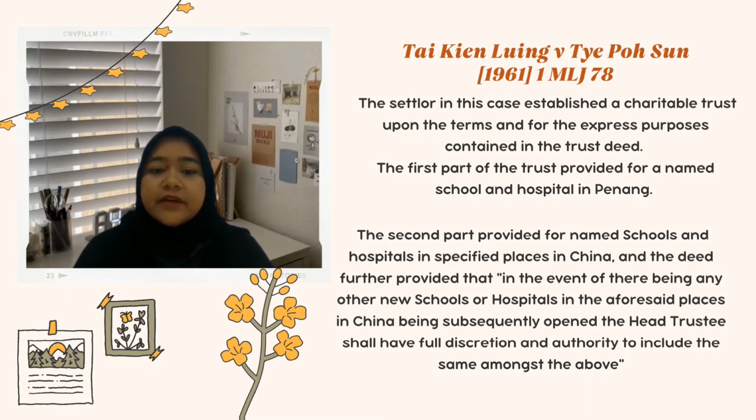In this case, the question arose as to whether the second part of the trust was void for impossibility of performance, and if it was, whether there was a general charitable intention on the part of the settlor to devote this part of the property for charitable purposes generally.